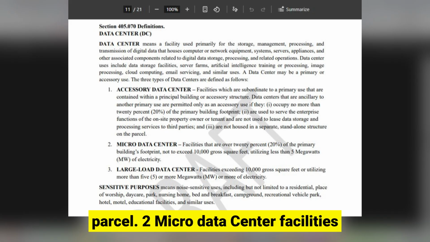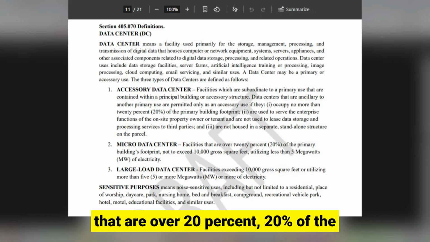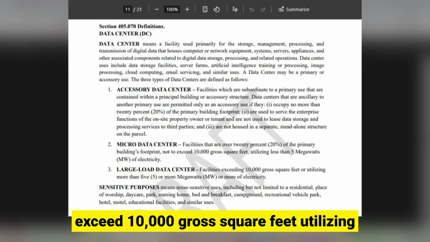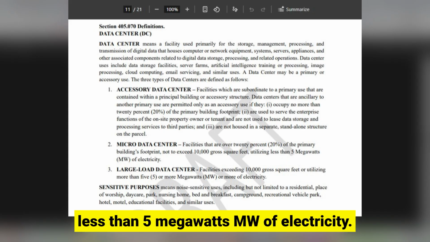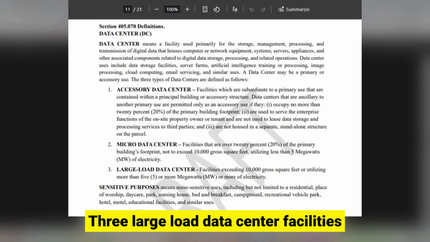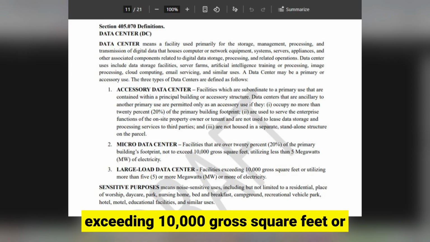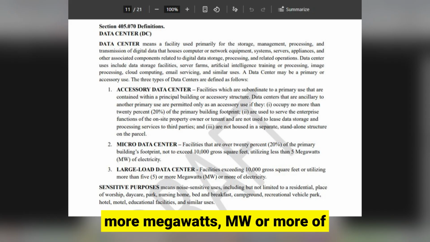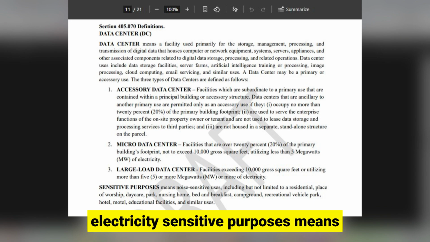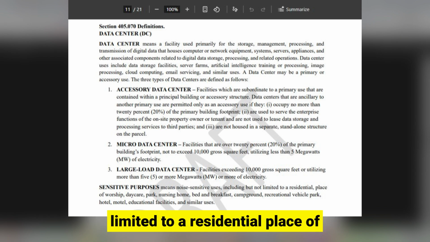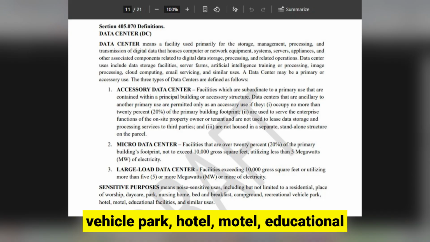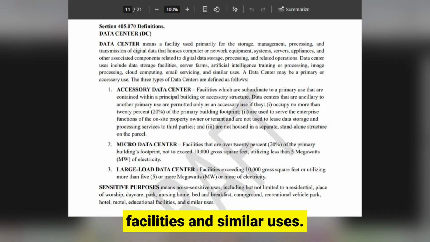2. Micro data center: facilities that are over 20% of the primary building's footprint, not to exceed 10,000 gross square feet, utilizing less than 5 megawatts (MW) of electricity. 3. Large load data center: facilities exceeding 10,000 gross square feet or utilizing 5 or more megawatts (MW) of electricity. Sensitive purposes means noise-sensitive uses, including but not limited to residential, place of worship, daycare, park, nursing home, bed and breakfast, campground, recreational vehicle park, hotel, motel, educational facilities, and similar uses.